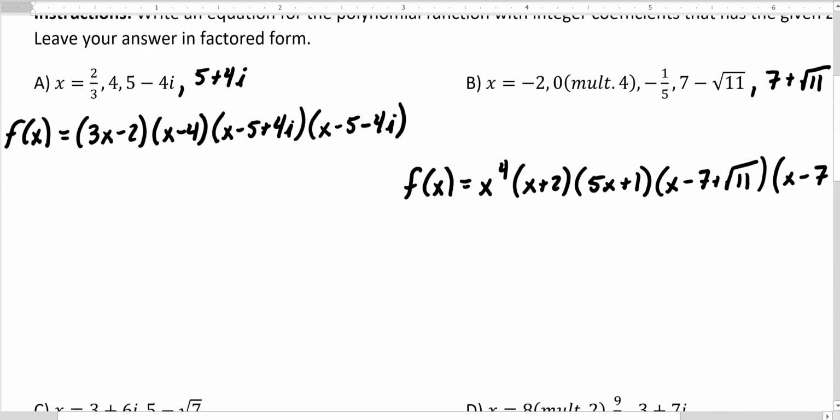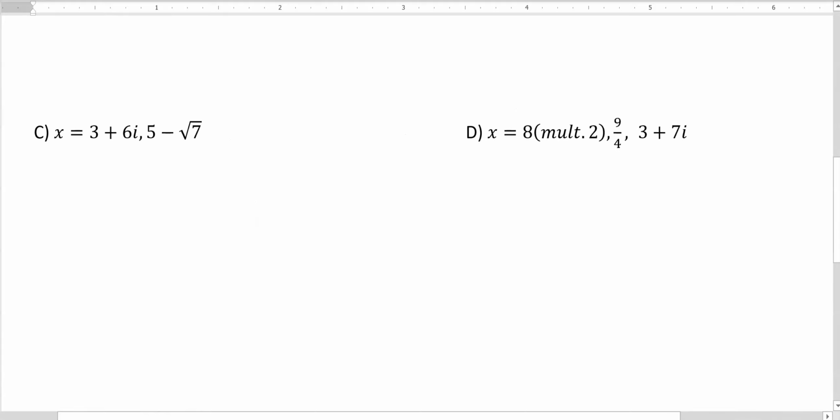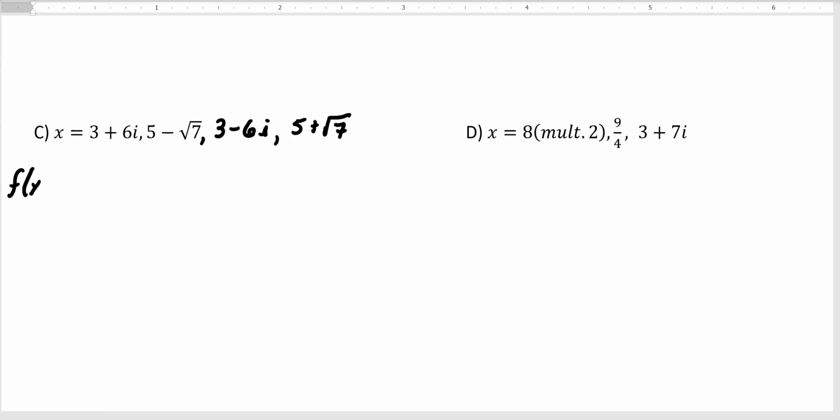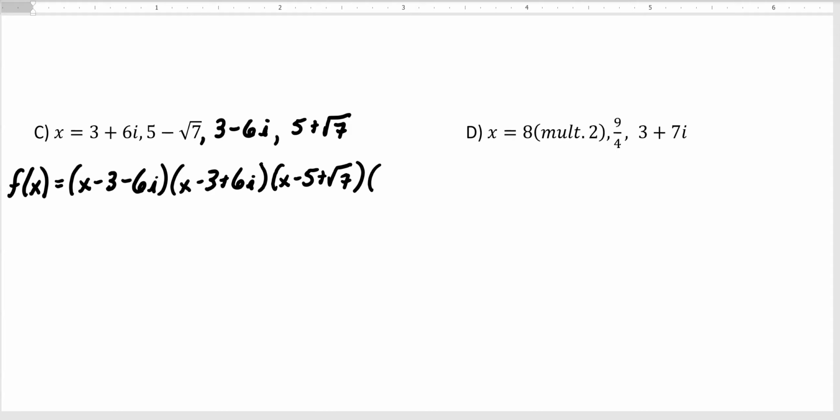All right, let's take a glance over here at letter C. 3 plus 6i, 5 minus the square root of 7. All right, so looking at this, 3 plus 6i, the complex conjugate must also be a zero, 3 minus 6i. 5 minus the square root of 7, the conjugate of that, 5 plus the square root of 7. So this one's going to have 4 factors. All right, so let's break it down here. We got f of x equals x minus 3 minus 6i, and then x minus 3 plus 6i, and then 5 minus root 7 would be x minus 5 plus the square root of 7, and then x minus 5 minus the square root of 7. There we have it. So there's our 4 factors.